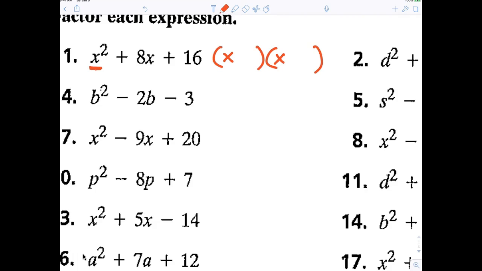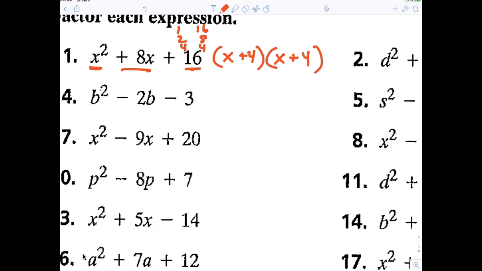Now you're asking yourself what multiplies together to get 16. We could use 1 and 16, 2 and 8, or 4 and 4. So which combinations of factors can make 8? 4 and 4. That's how simple. And I want it to be what? Positive 8, so I know it has to be what? Positive 4 and positive 4.